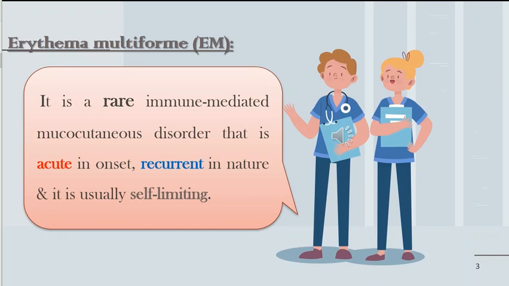Erythema multiforme is known as a rare immune-mediated mucocutaneous disorder. Mucocutaneous refers to the condition affecting the mucosa, and cutaneous refers to the skin. It's acute in onset and recurrent in nature, and it's usually self-limiting. يعني بعد الأكيوت in onset وإنه بيكون recurrent. كل ما بيجي للبيشنت بيكون بيحصل له self limiting, and this is a good thing about erythema multiforme.